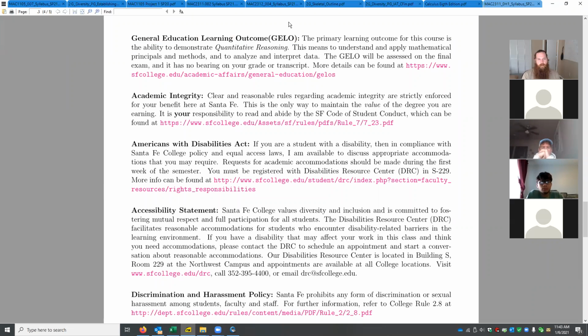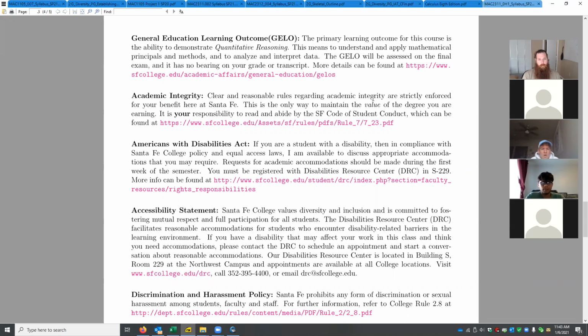It's not something that has any effect on your grade. It doesn't go on your transcript. It's just a way for the college to track how well faculty are doing. So don't stress about it, but if you'd like to read more about what those statistics are and why we track them, you can see that at this link. Academic integrity, this is a big deal.